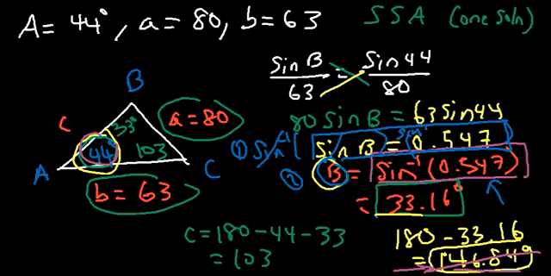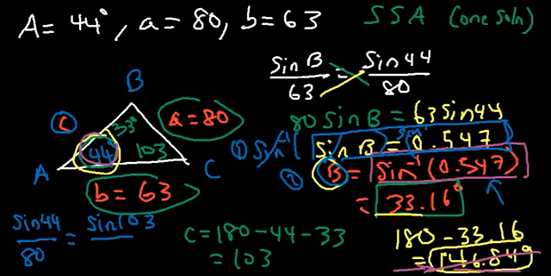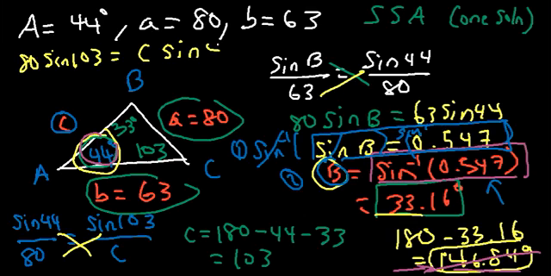So now to finish this problem, we need to solve for side C. So sine A, sine 44, divided by A, which is 80, is equal to sine of angle C, 103, divided by C. So 80 sine 103 is equal to C times sine 44. So 80 sine 103 divided by sine 44 will give us the value of C, which is 112.